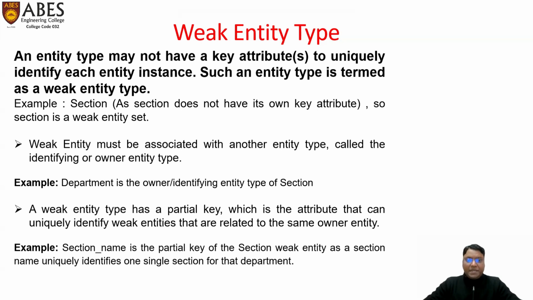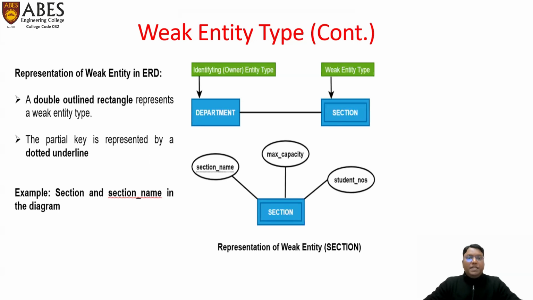A weak entity type has a partial key, which is the attribute that can uniquely identify weak entities that are related to the same owner entity. Example, section name is the partial key of the section weak entity, as a section name uniquely identifies one single section for that department. As you can see in the diagram, a double outlined rectangle represents a weak entity type.